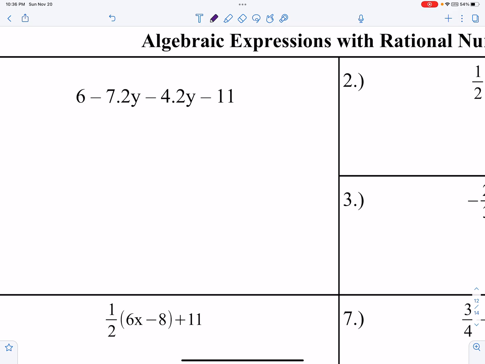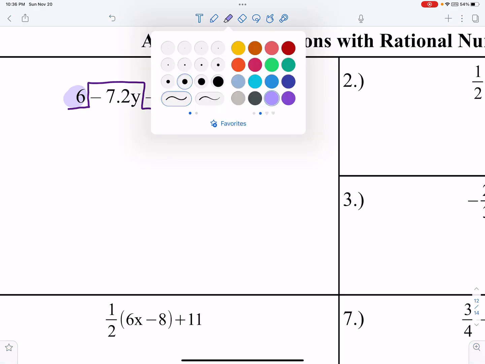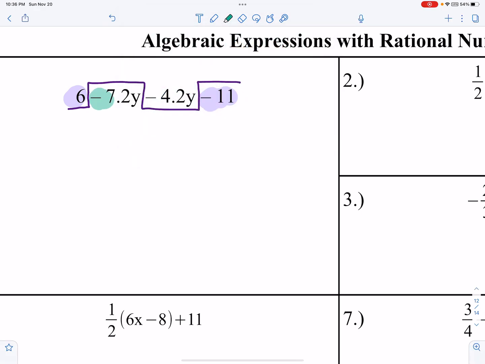I could go through and KFC all of these. If you don't need to do that, that's okay too. I'm going to go ahead and cancel these out just so I can clearly see the terms, and then go ahead and start highlighting. So here's all my constants, okay, and then I'll pick a different color and we'll get the Y club here. Go ahead and take care of the Y club first. So I have a negative 7.2 and a negative 4.2, same signs, add and keep.